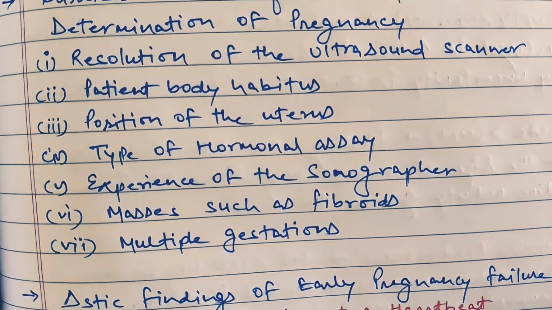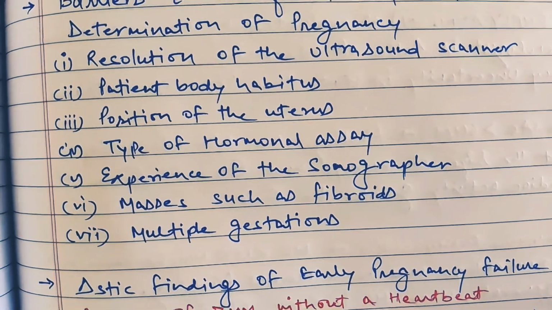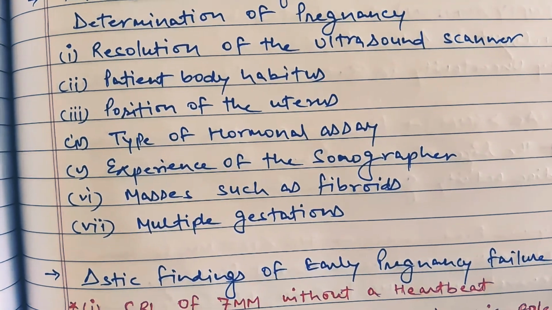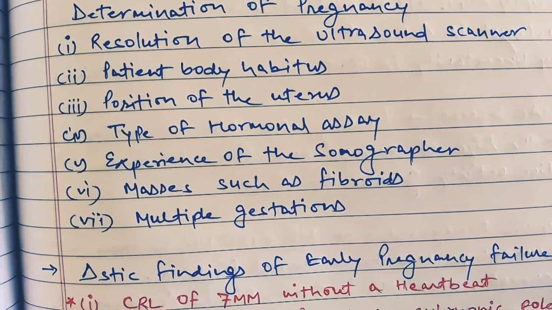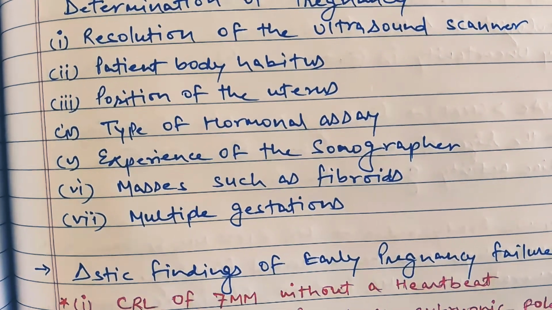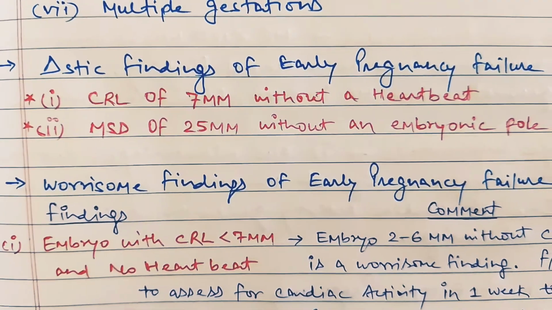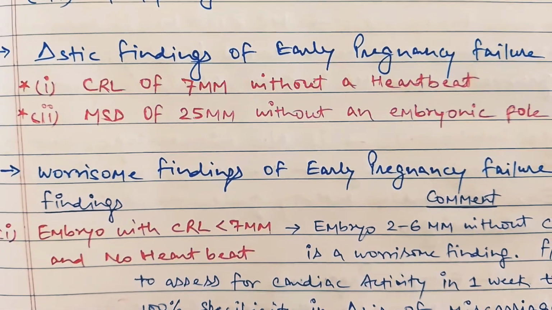Second, patient body habitus. Third, position of the uterus. Fourth, type of hormonal assay. Fifth, experience of the sonographer. Sixth, masses such as fibroid. And 7, multiple gestation. Now we will talk about the diagnostic findings of early pregnancy failure.